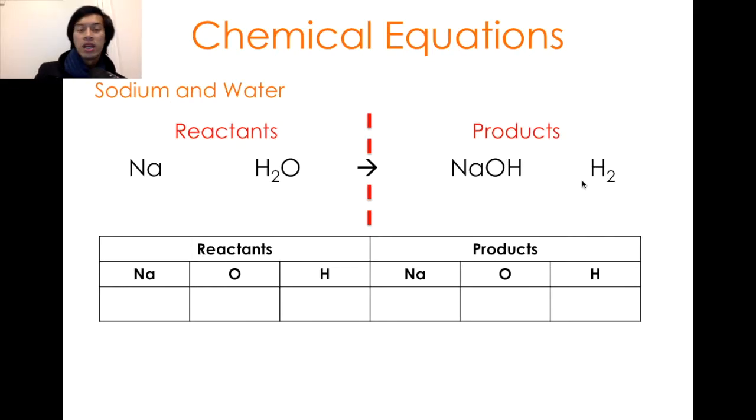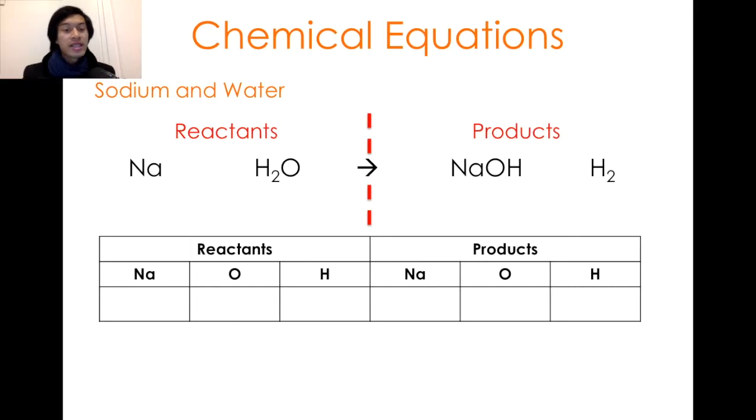Now, in our chemical reaction, this might be what a typical unbalanced chemical equation would look like. Na and H2O forms NaOH and H2. For the purpose of this, I've removed the pluses. In a normal equation you'd put them there, but in this case I've just removed them to make it a bit easier for you to see.